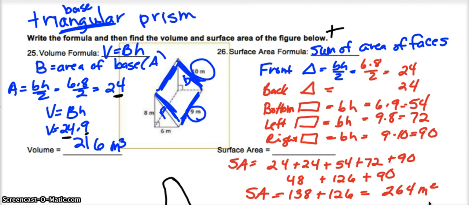Surface area is the gift wrap on the outside. Volume is the space on the inside.